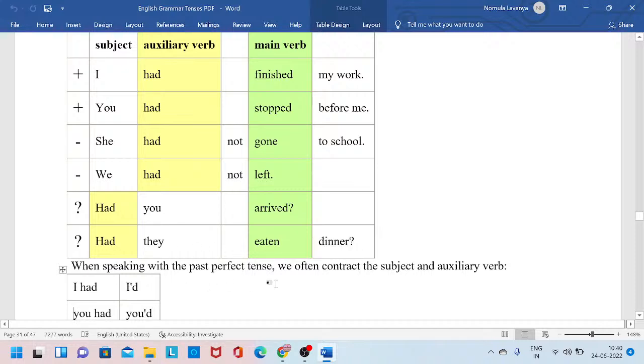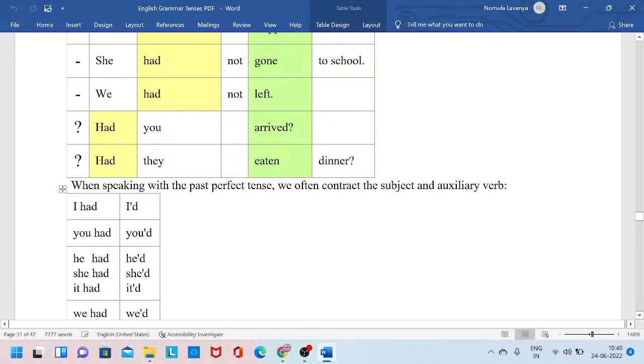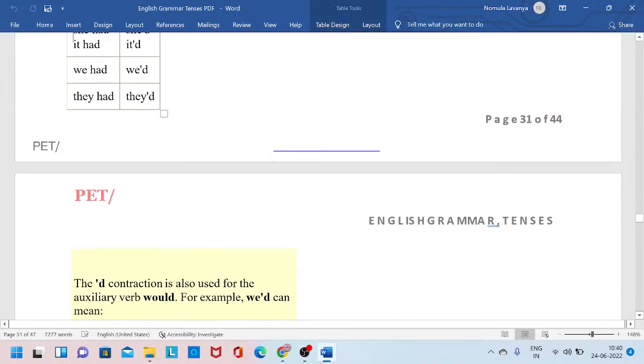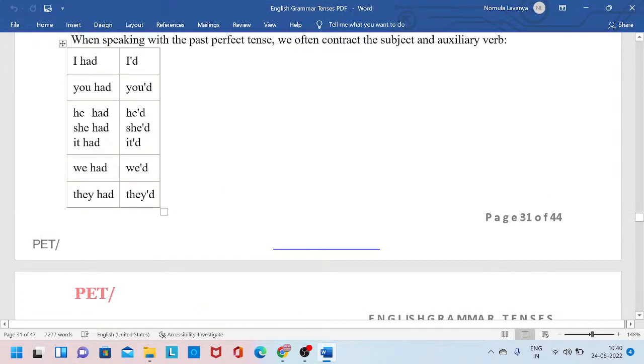And speaking with the past perfect tense, we often contract the subject and the auxiliary. Like I had, you see the formation, I'd. You had, he had. See the formations, like how we write. She had, it had, we had, they had. So you can see when we are writing, this is a form of past perfect tenses we will be writing.